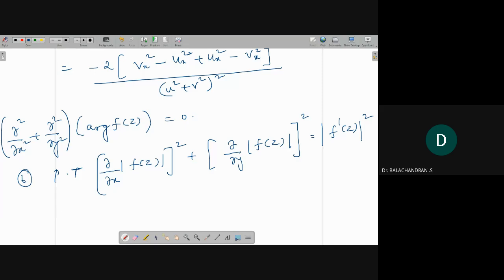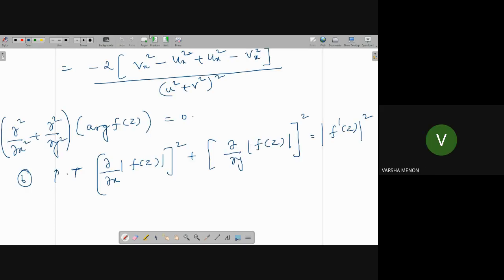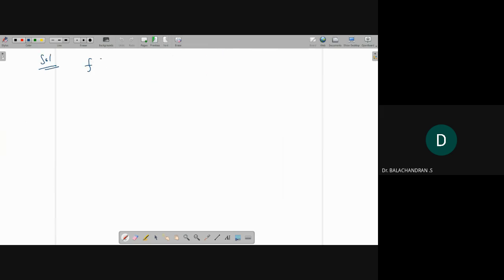So solution. Let us take f of z equal to u plus i v.